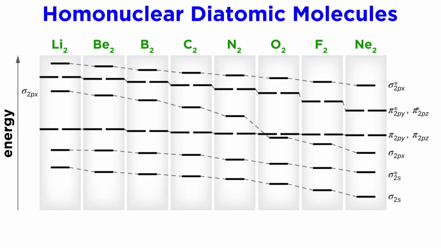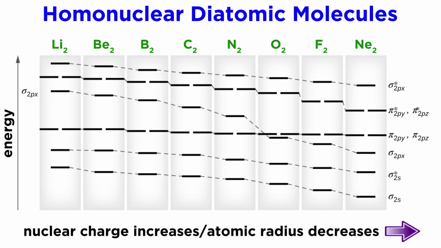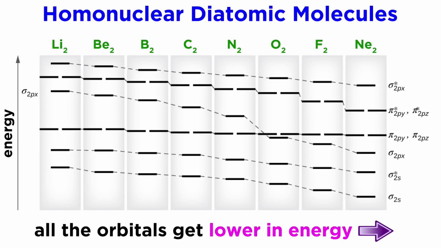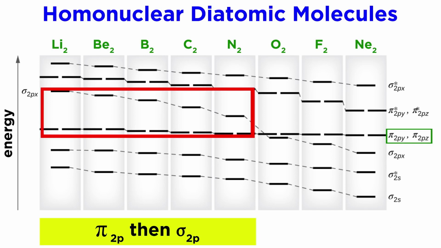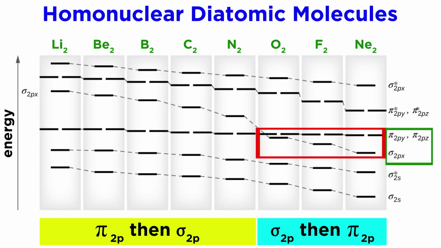Let's look at this diagram, which depicts the relevant orbital energies for all the potential homonuclear diatomic molecules in the second period, from lithium to neon. As we go to the right in the period, effective nuclear charge increases, so the atomic radii contract, and the orbitals get lower in energy. On the left, the pi 2p bonding orbitals are lower in energy than the sigma 2p bonding orbital. But on the right, the sigma 2p bonding orbital dips below and thus will be filled first.